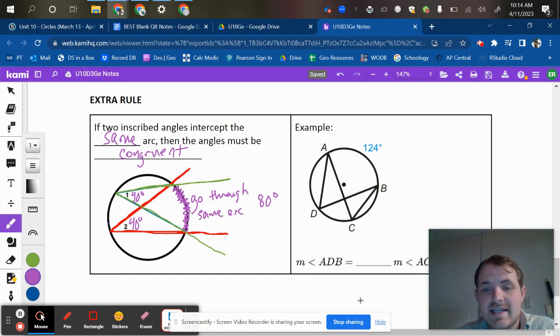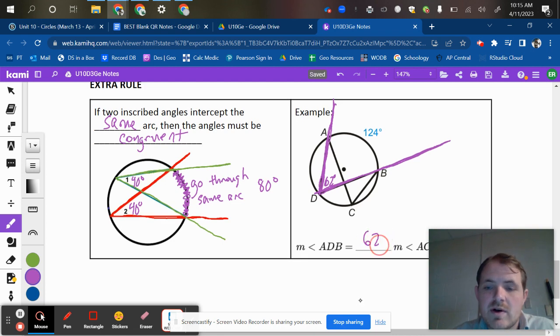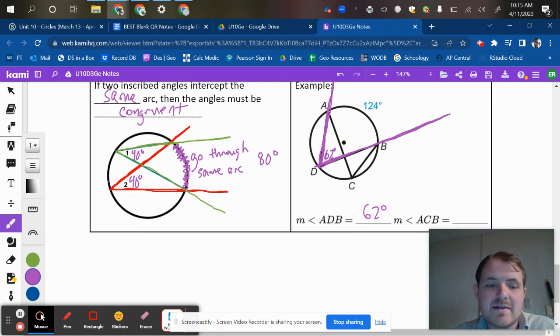So this kind of same situation is happening in our example. It's asking for ADB, so I'm going to go ahead and extend it. For some reason, I like to extend it so it actually cuts the arc. ADB is that angle there. I would cut 124 in half to get 62. And then if I'm also looking for ACB, it also goes through that 124 arc. So I can cut that perfectly in half and get 62 again.